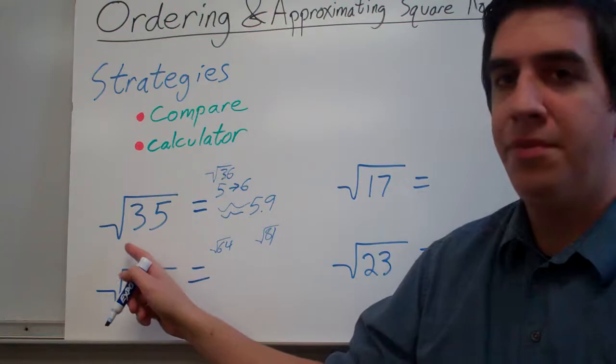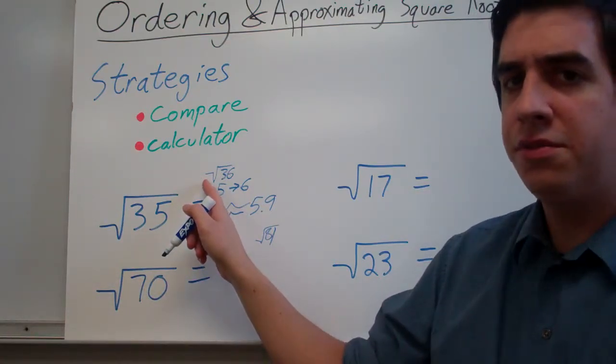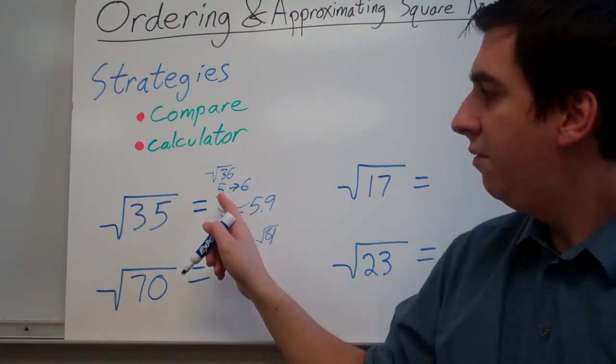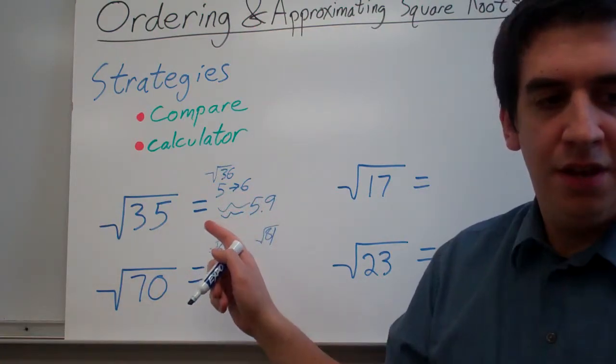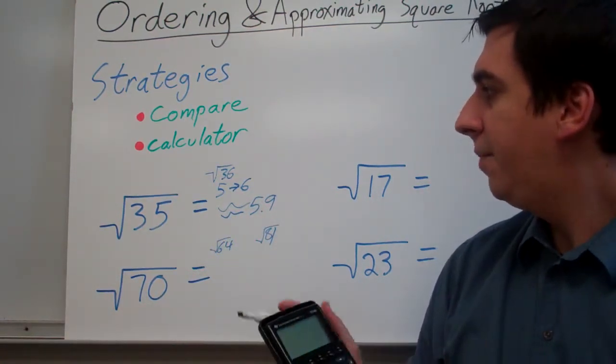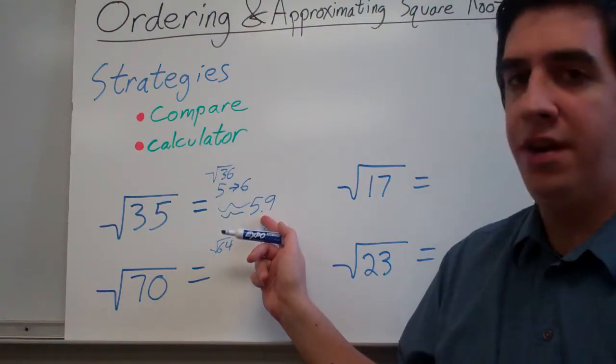As you can see with this example here, the square root of 35 is close to the square root of 36, which is between 5 and 6. And if I punch it in on my calculator, I'm going to get about 5.9.